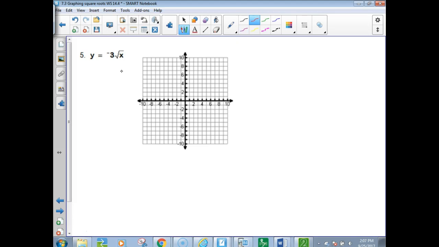All right, number 5, we've got x is going to be greater than or equal to 0. There's nothing else under the radicand, so we've got a domain from 0 to infinity. We'll find out the range, probably 0 to infinity, but let's look. Oh, there's a negative 3 out front. So if I put in 0, I get 0. If I put in 1, I get negative 3. If I put in 4, I get negative 6.